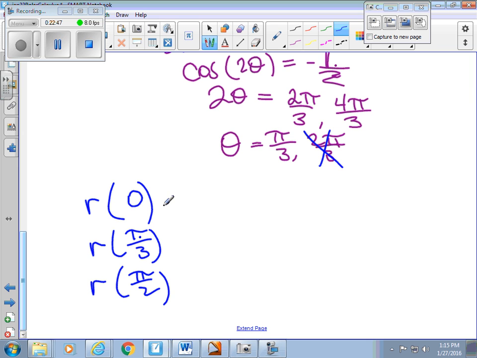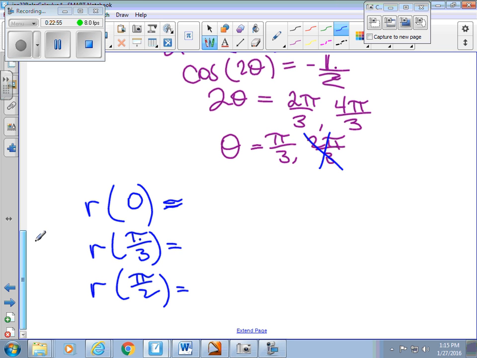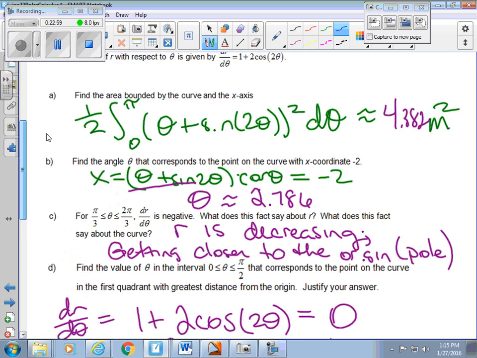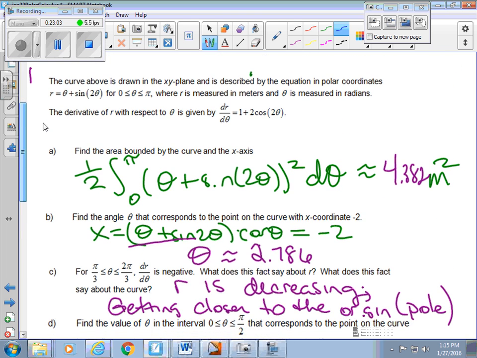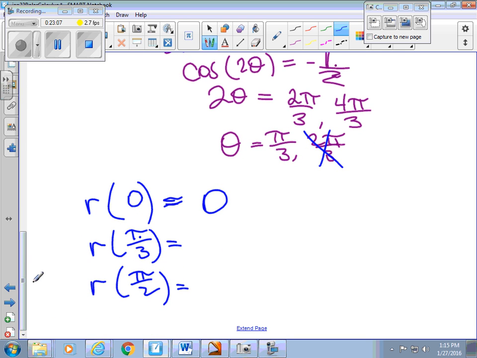I have a calculator. So is this hard? No. Plug it in. R of 0 is 0. R of pi over 3, pi over 3 plus sine of 2 pi over 3. I don't know what that is. Go ahead and decimal value that because this one's a decimal too. I need to know which decimal's bigger. Does that make sense?